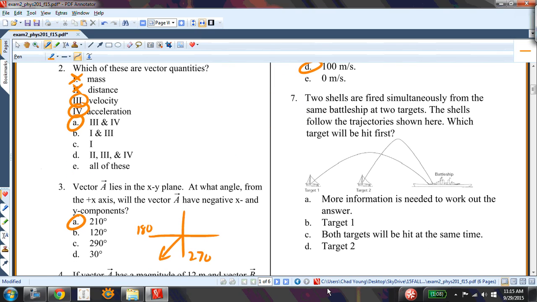Two shells are fired simultaneously from the same battleship at two targets. The shells follow the trajectory shown here. Which target will be hit first? The one that takes the least time is the one that goes to the least height. So target 1 is hit first.